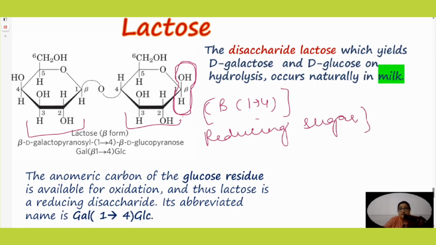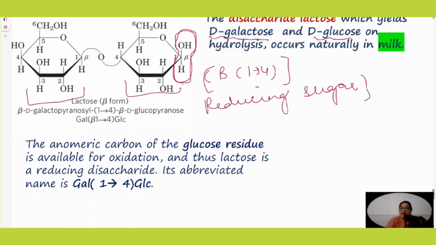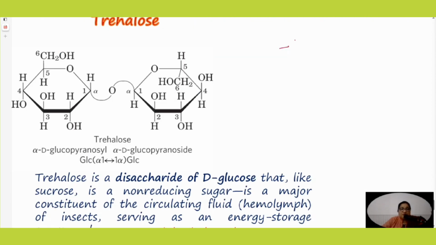After hydrolysis of lactose, we get D-galactose and D-glucose. And this lactose occurs naturally in milk.